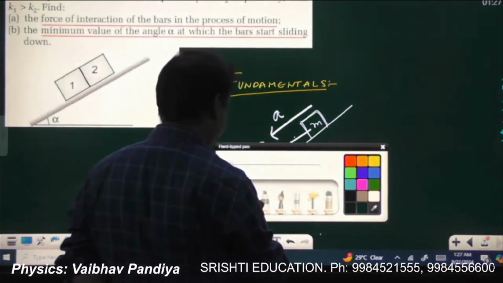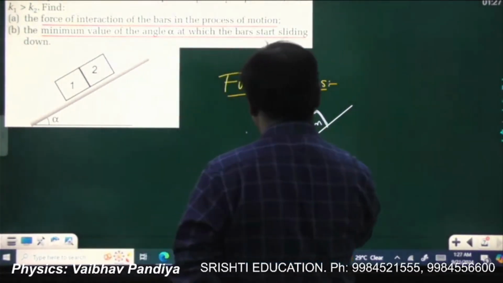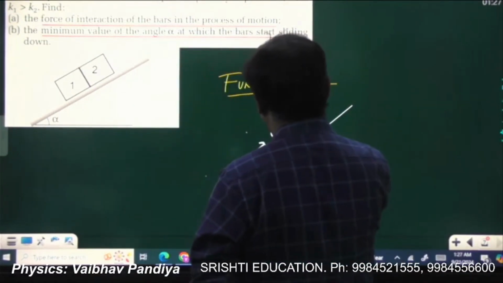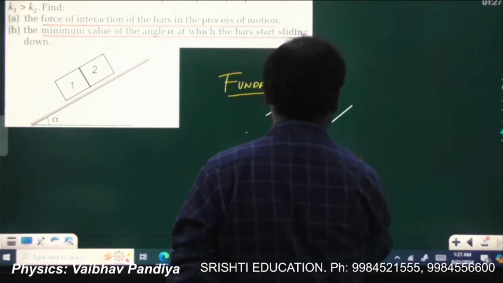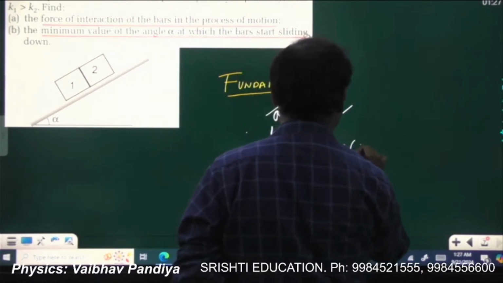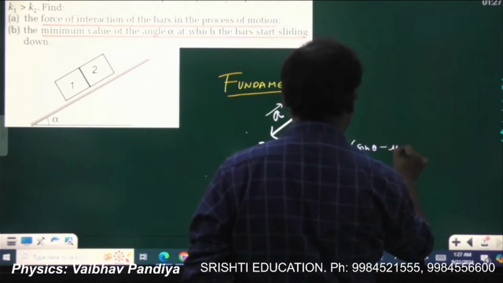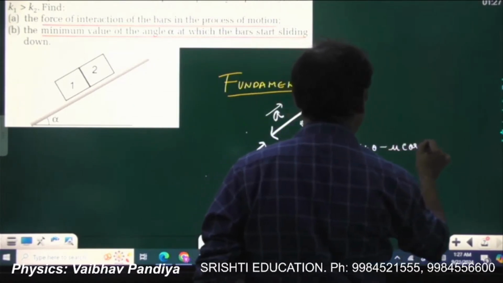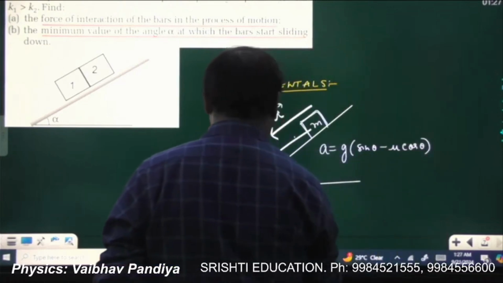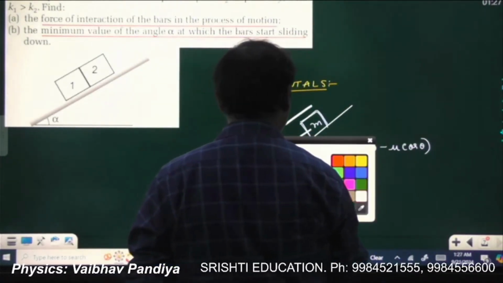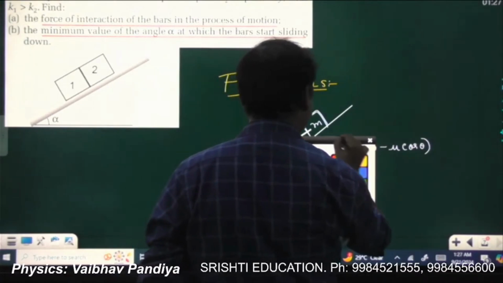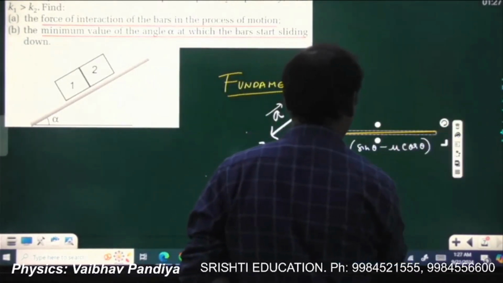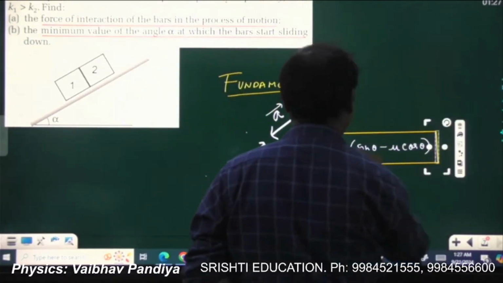So we have seen in the fundamentals, when the block comes down with a velocity v and has an acceleration a downward, then the value of a was g sine theta minus mu cos theta, correct? That was the value of acceleration down the inclined surface that we have covered in the fundamentals of Newton's law.